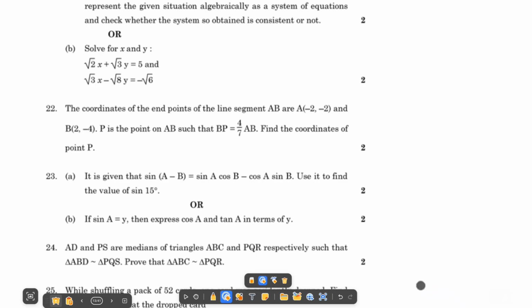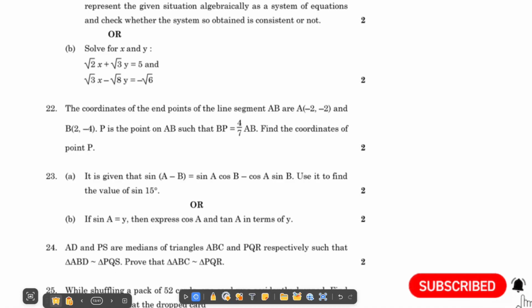Third A question now. It is given that sin (A minus B) is equal to sin A into cos B minus cos A into sin B. Use it to find the value of sin 15 degrees. So we have to use it to find the value of sin 15 degrees.